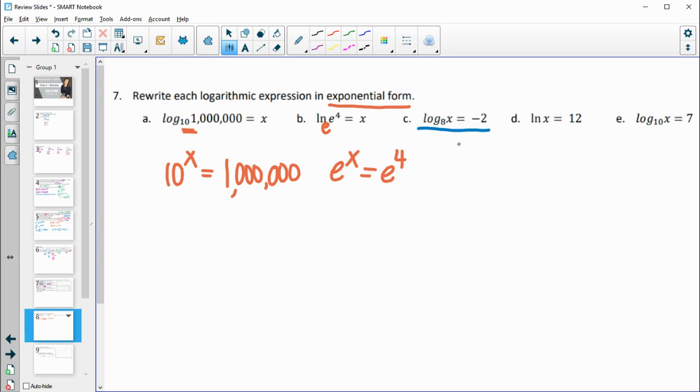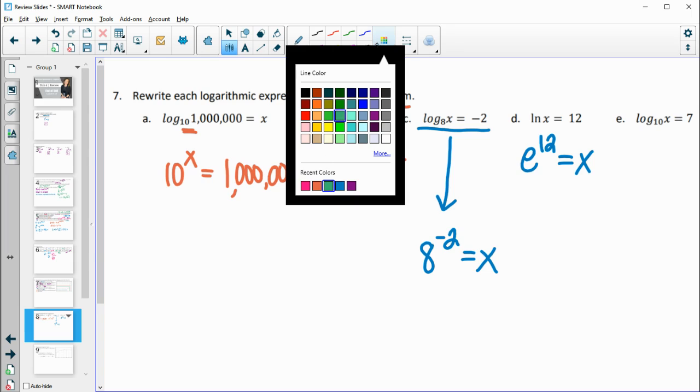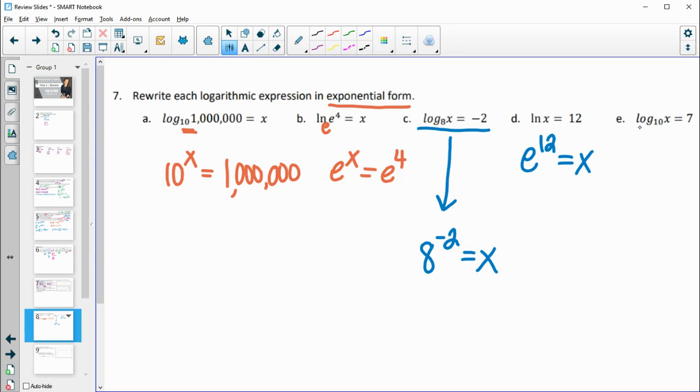Next one, so this one is going to be 8 to the negative 2 is equal to x. Part D, natural log has a base of e, so this is going to be e to the 12th power equals that input of x. And then the last one has a base of 10, so 10 to the 7th power is going to be equal to x.